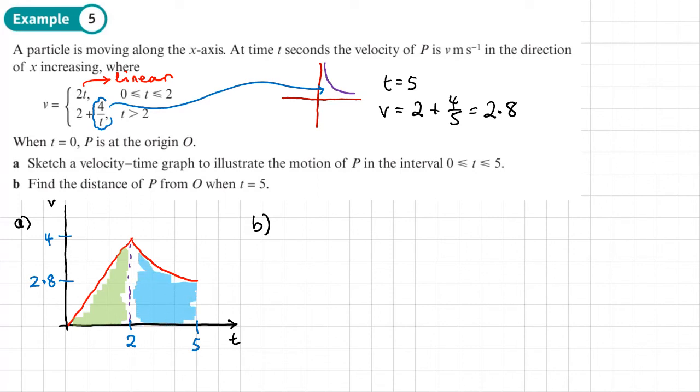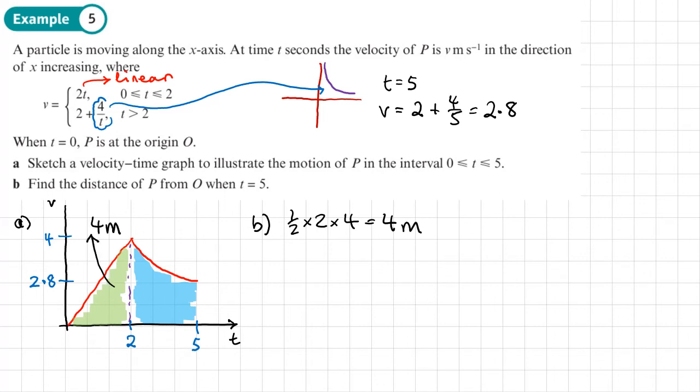Now the first one is straightforward because the area of that is just a triangle. So it's just going to be half base times height. So half, base 2 times height 4. So that gives us 4 meters. So this displacement here is 4 meters.